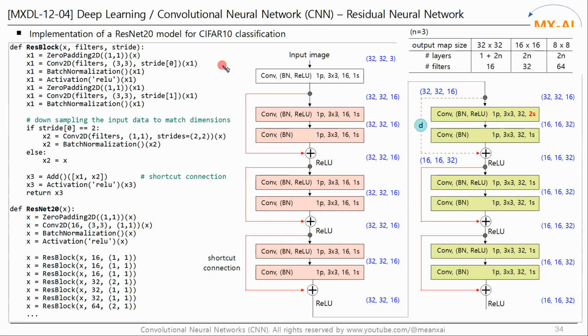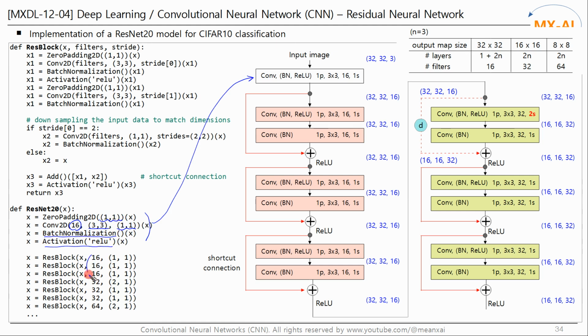Before looking at the results of this code, let's take a closer look at the ResBlock and ResNet20 functions. First, we create the first convolutional layer using this code. The number of filters is 16, the kernel size is 3 by 3, and the stride value is 1 by 1. Apply 1 by 1 zero padding, batch normalization, and ReLU activation function.